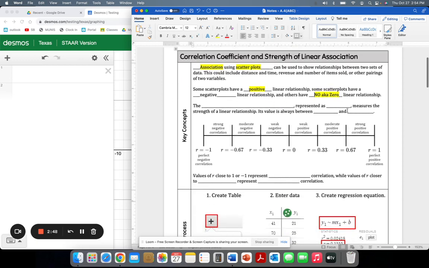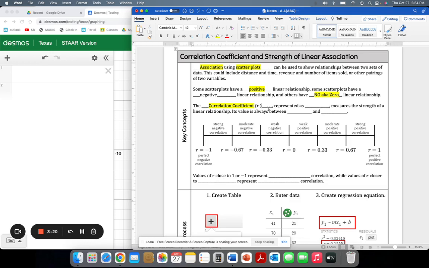The blank represented as blank measures the strength of a linear relationship. Its value is always between blank and blank. The correlation coefficient, that's what goes in the first blank. Correlation coefficient. It is letter R on the Desmos calculator.